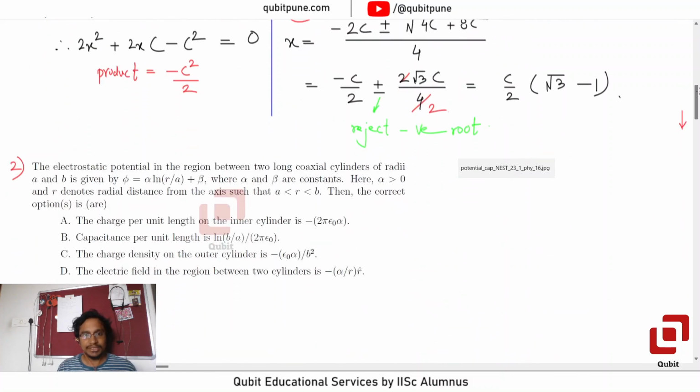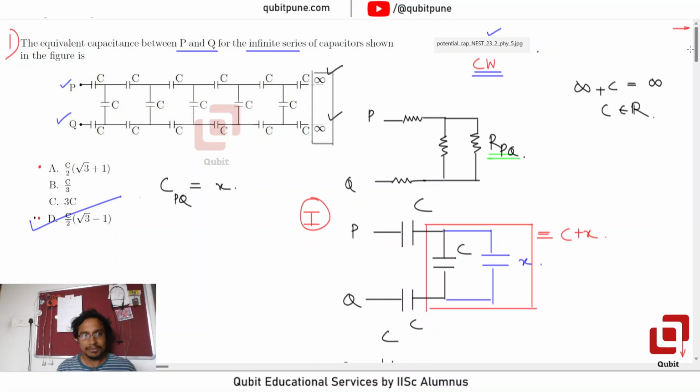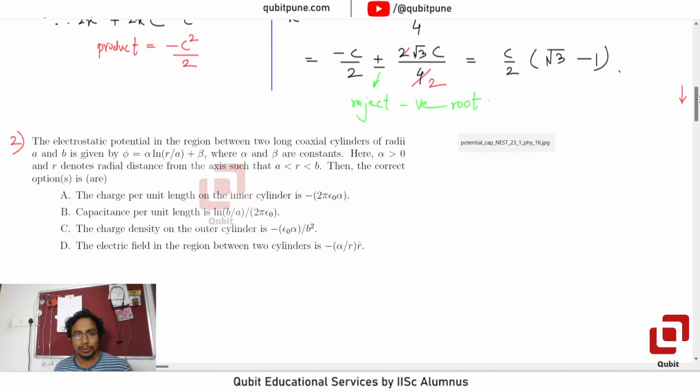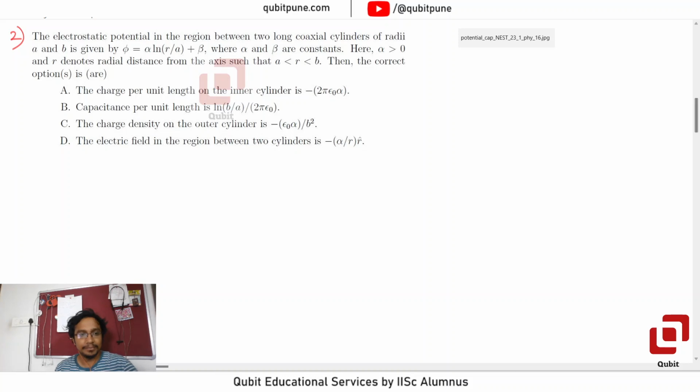Alright, let's go to the next MCQ. I hope there is no doubt in this MCQ. This was an easy MCQ, but it was asked in NEST, so I included it here. Now let us go to the next MCQ. Sorry, this is a multiple select question. Okay, this is also from a previous year, that is 23 first shift.